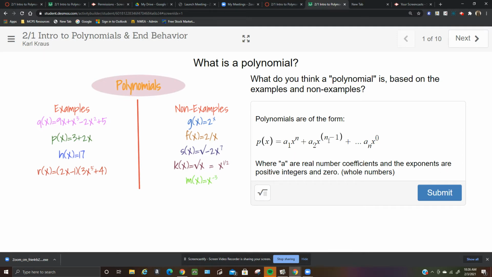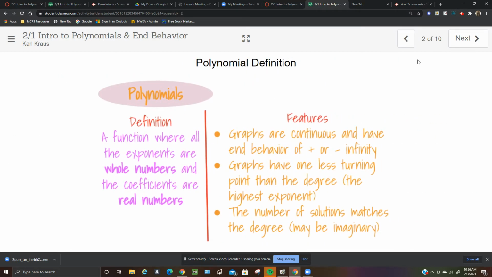So this would be positive integers or 0, down to the lowest power of x. Once again, this would be a constant term. So all the exponents are whole numbers. So here's kind of an informal definition. A polynomial is a function where all the exponents are whole numbers and the coefficients are real numbers.